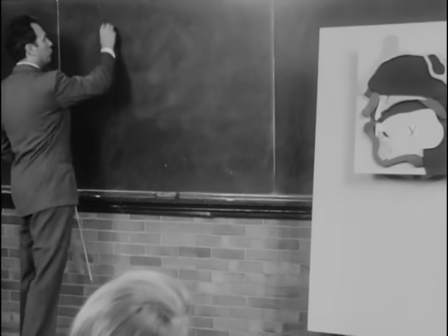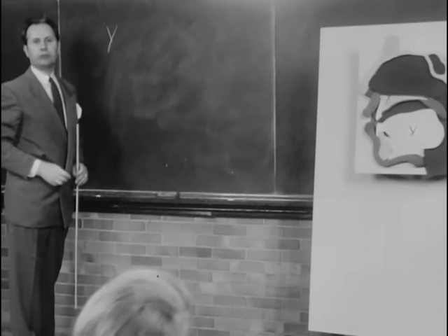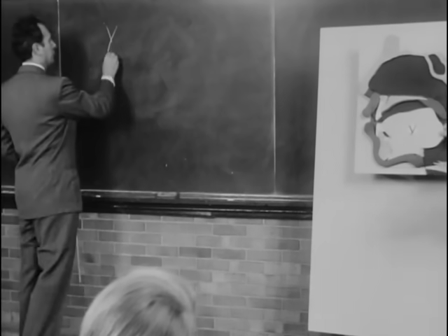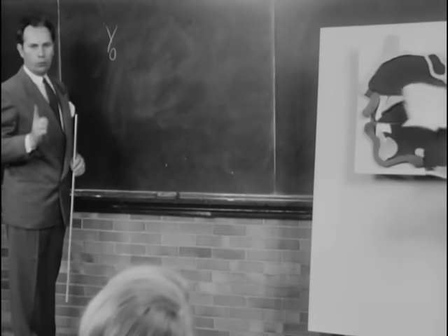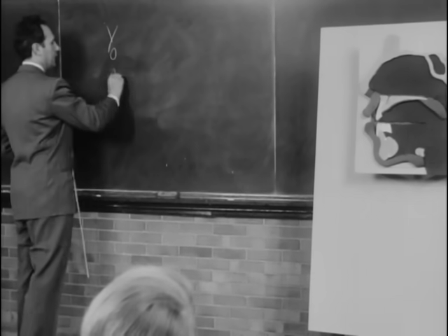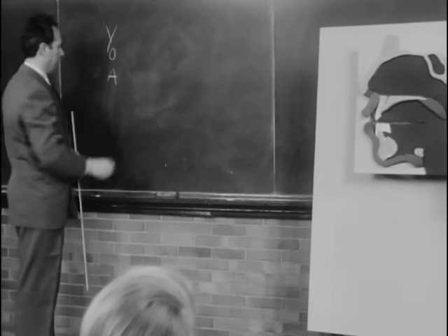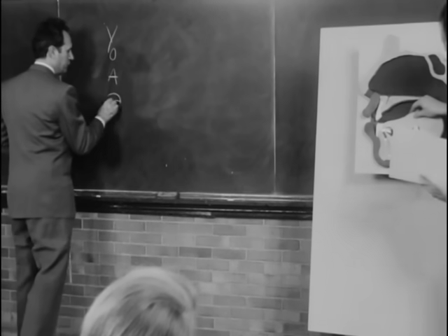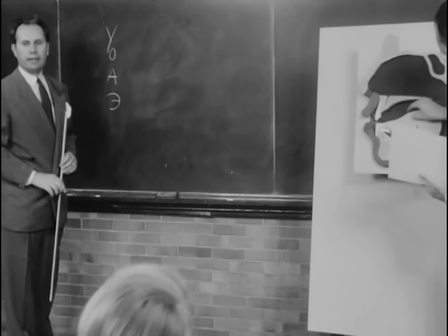I'll write the first one, U. This is the way it's written in Russian. Ooh. The next one is O. O. The next one is A. A. And this is the symbol for the Russian E. Make it short. E. E.